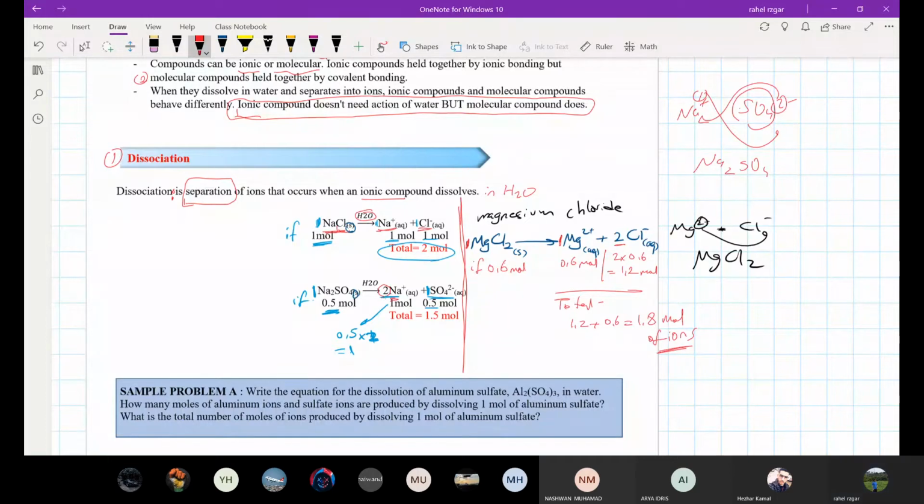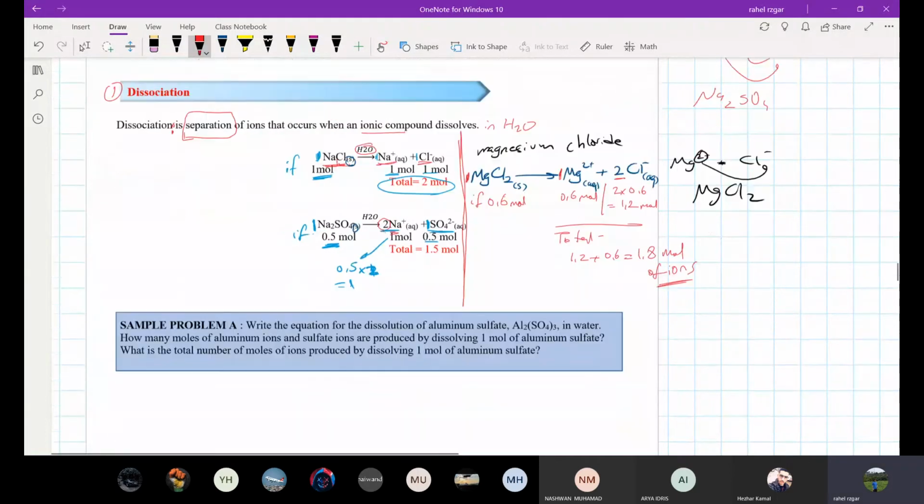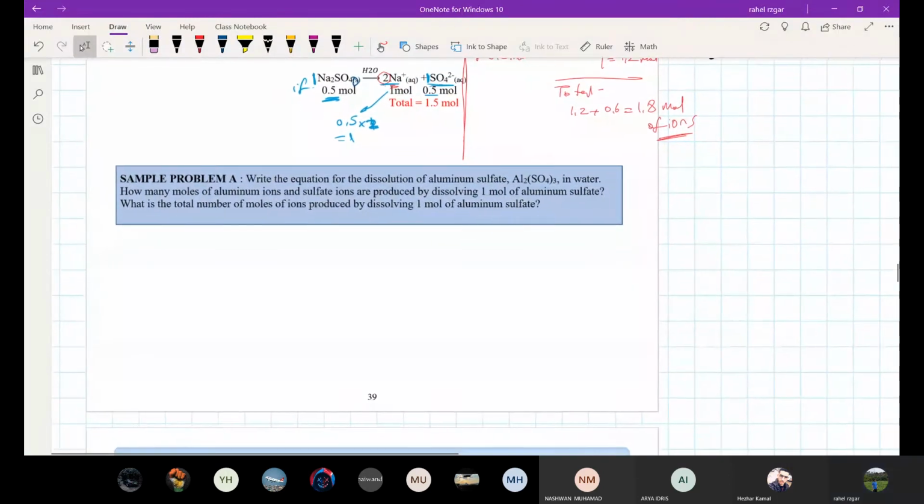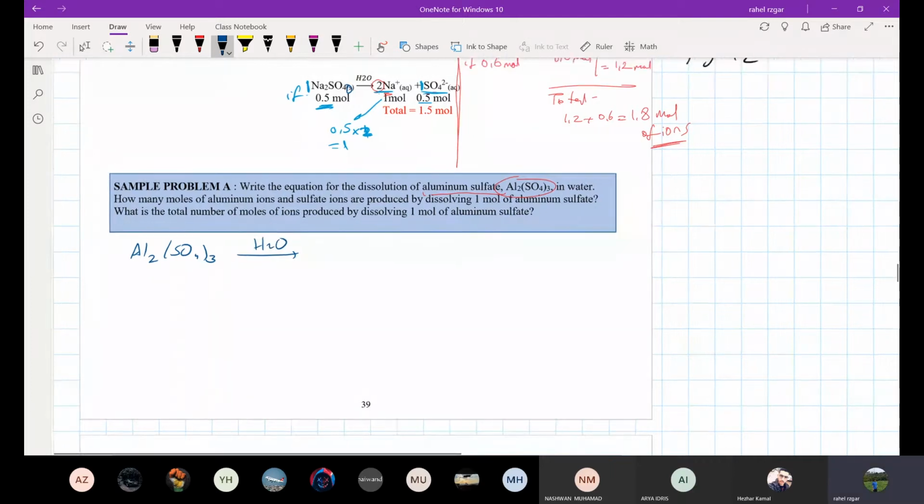All right. Another example, like the sample problem here. It says we have the compound aluminum sulfate. In this question, the formula is also given, but not always will the formula be given. So what is aluminum sulfate? Al2(SO4)3. When we separate them in H2O, they become how many aluminiums? 2.